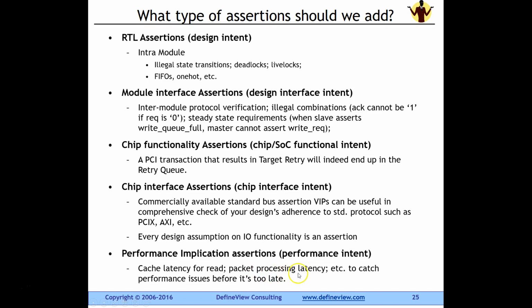Similarly, for the network processor packet processing latency, if you don't have the correct latency for a VoIP kind of SoC, when the voice packets come in and you convert them to voice, the voice will be broken because the latency is too high, not acceptable. So performance implication assertions is something many people miss, and I would like you to make a note of it.